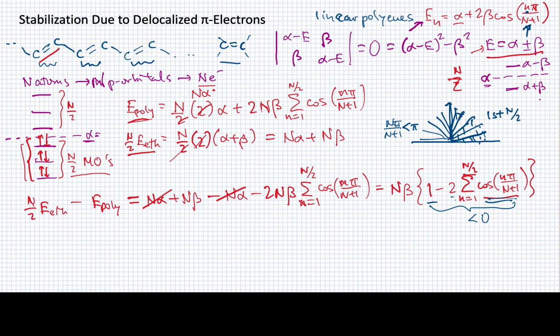Okay, well, that sounds like the polyenes are bigger in energy than ethylene. But remember that beta itself is a negative number. So in fact, this whole thing here is a positive number. And I'm sorry that this is a little bit convoluted, but the whole point is that, in fact, the polyenes do achieve a lower energy. There is a stabilization, and this stabilization is due to the fact that they've connected these ethylenes together.